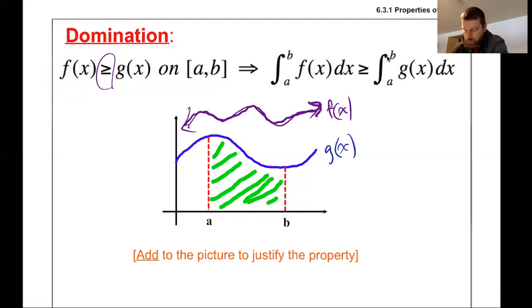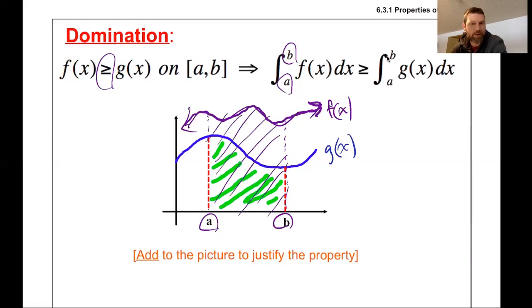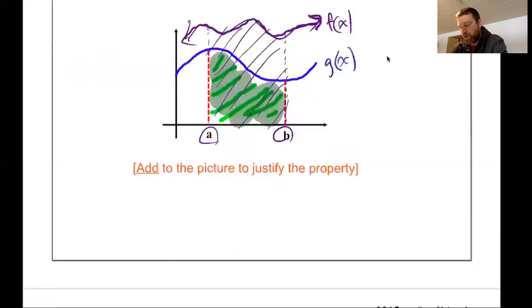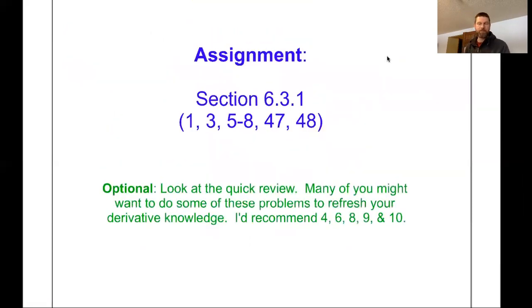If that's true, well, when I find the area starting at a and going to b, there's a and then b, that area under the curve is clearly going to be larger, or a greater number, than the area provided by g of x. All right? That's all that one says. Domination property. Whew. That was a lot of properties.